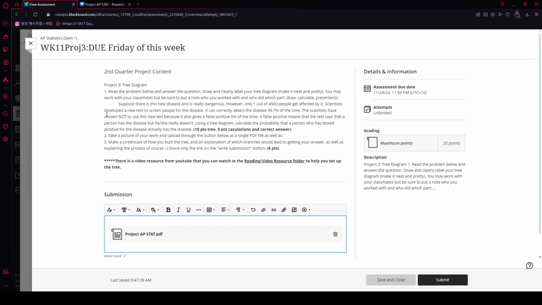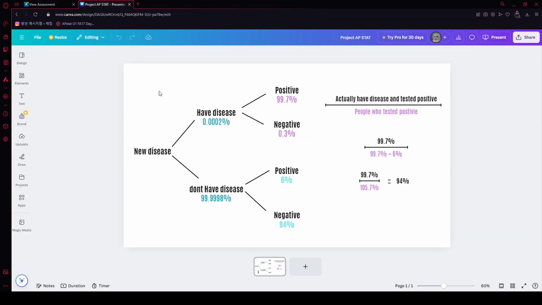The scientists have chosen not to use this new test because it also gives a false positive 6% of the time. A false positive means that the test says that a person has the disease, but she really doesn't. Using a tree diagram, calculate the probability that a person who has tested positive for the disease actually has the disease. So this is the tree diagram I made.